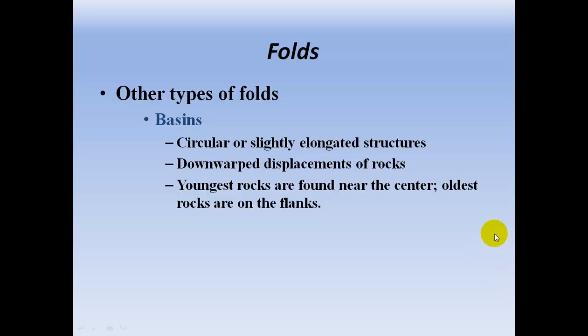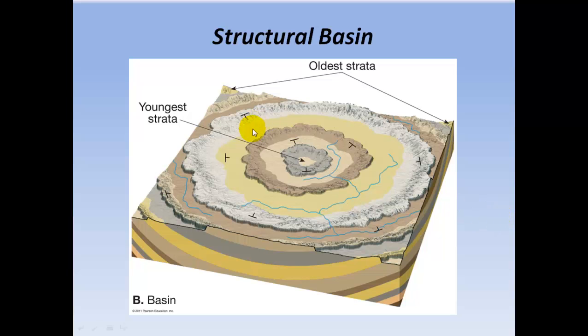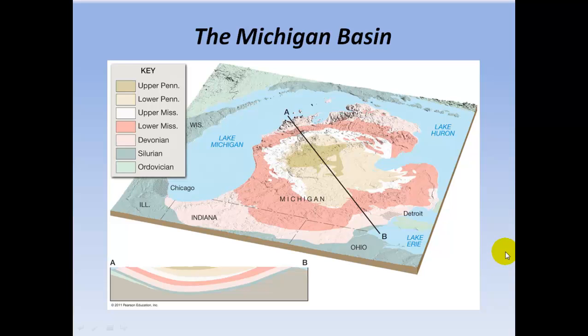Basins are circular or slightly elongated structures as well. They're downwarped displacements of rocks. The youngest rocks are found near the center, and the oldest are in the flanks. So here we have our basin. It's kind of like a bowl, and when the top is eroded away, you have the younger strata in the middle and the older on the outside. Here's the Michigan Basin, Lake Michigan, Lake Huron. And here's another basin, and with erosion, the younger rocks are in the center and the older are on the outside.